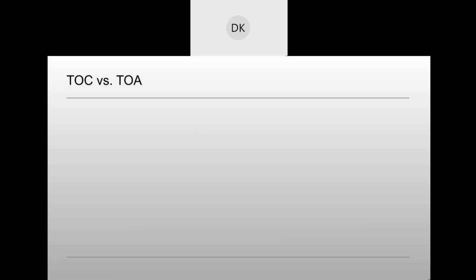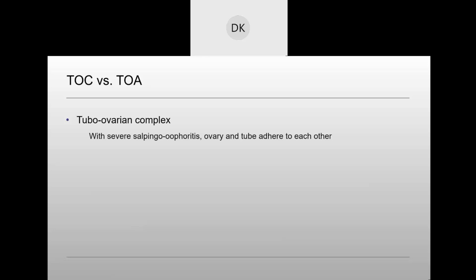And then the final stage of PID is when you get this tubovarian complex or tubovarian abscess. So let me just explain that. So tubovarian complex is when you have severe salpingo-oophoritis. The ovary and the tube will start to adhere to each other, but you can still distinctly identify the ovary from the tube. You can't really separate them, though, when you press against it with the probe.